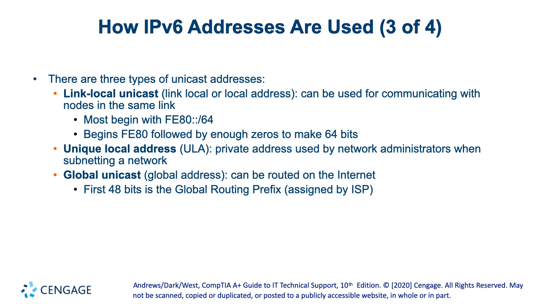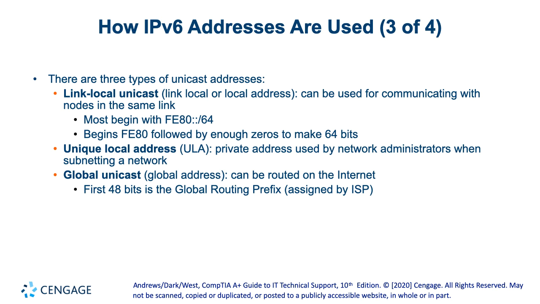All right. The third and last type of unicast addresses is the global address, which can be routed on the internet. And the first 48 bits of the address is called the routing prefix and is assigned by your ISP. All right.